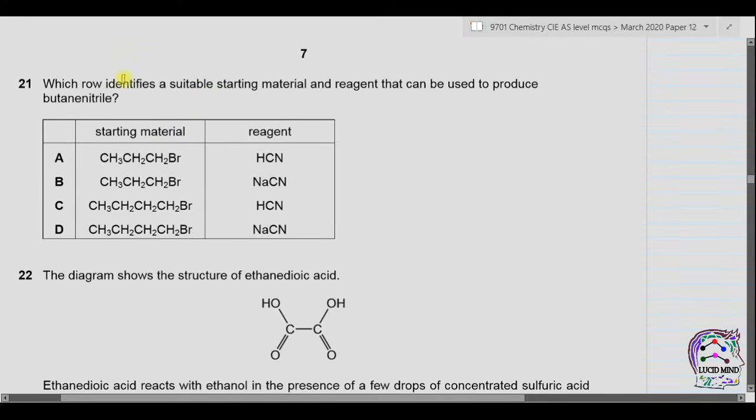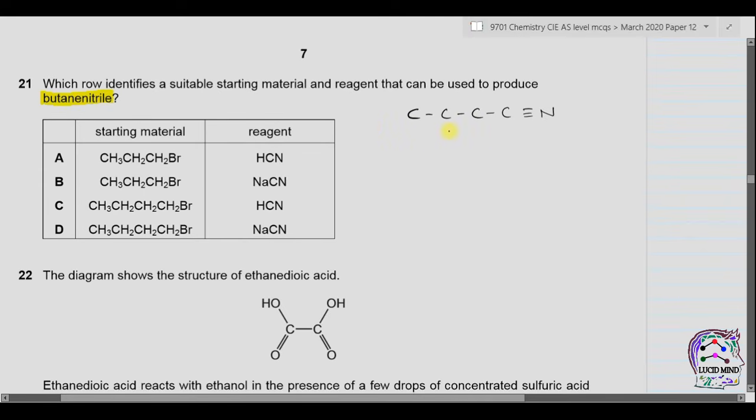Question number 21. Which row identifies a suitable starting material and reagent that can be used to produce butane nitrile? So we have to take two things. One is starting material and second is reagent. Let's see what is butane nitrile. So butane means we have 4 carbon atoms and nitrile means that we have 1 nitrogen atom present.